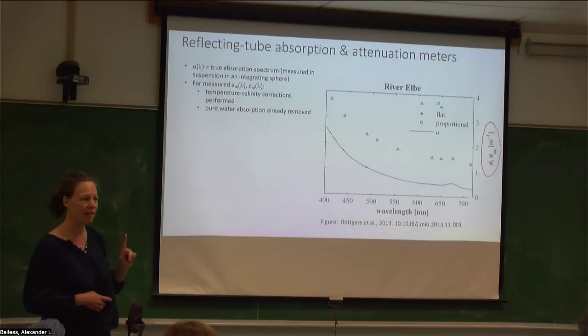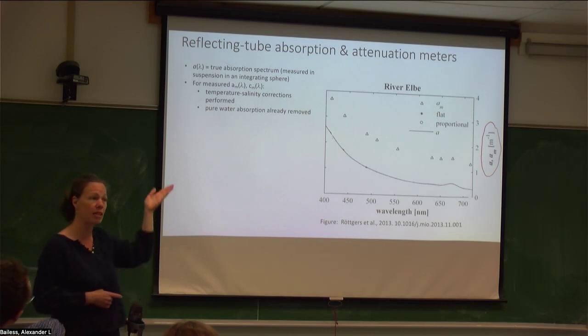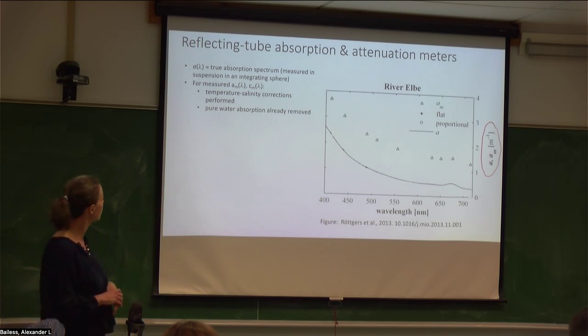That's interesting. File that away. And then they were using an AC meter, in this case an AC9, and the triangles here are the measured absorption that just came out. So as we see, absorption is overestimated by this instrument.